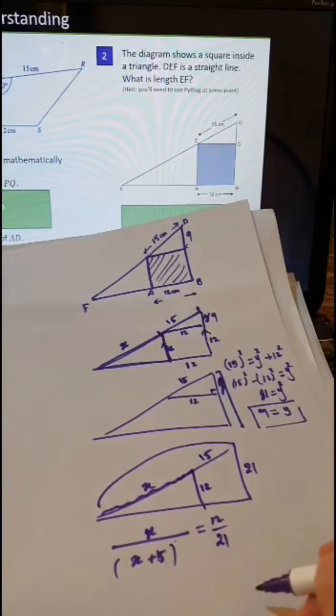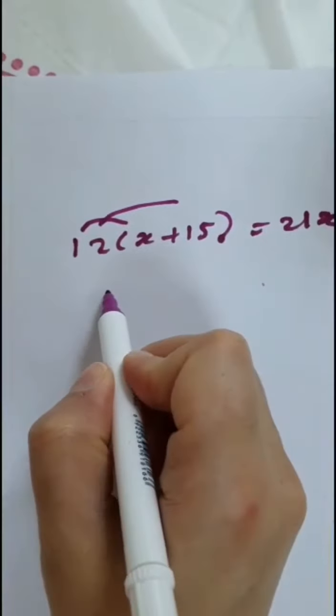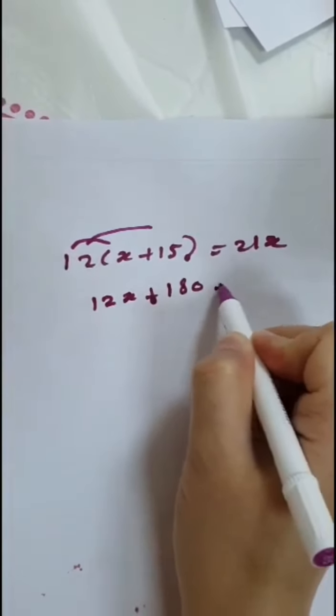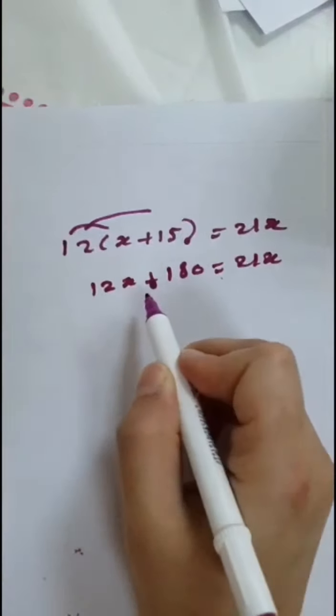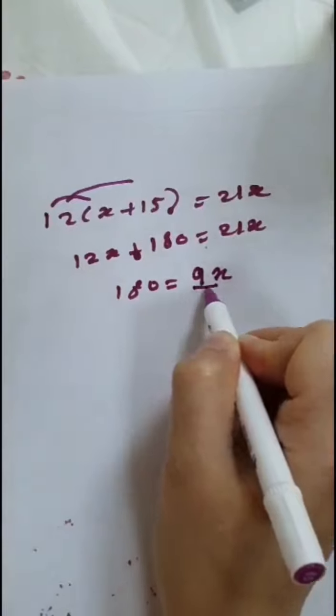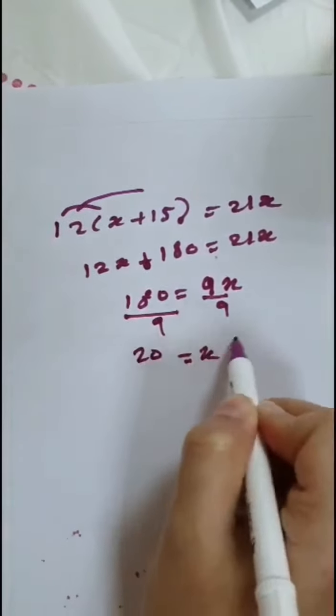And as we did before, we can expand the 12 inside the brackets. I'm going to get 12x plus 180 equal to 21x. Then I'll subtract 12x from each side. I'm going to get 180 equal to 9x. By dividing each side by 9, I'm going to get x equal to 20, and that's it.